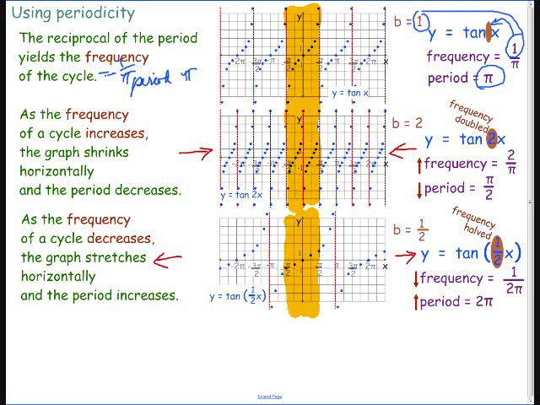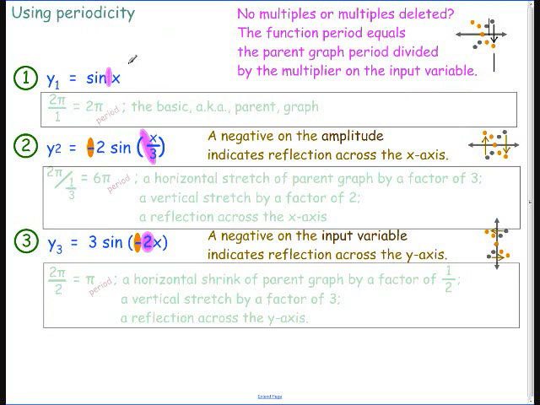Let's look at the numbers. We have the frequency. See, the B is equal to 1/2 now. So now it's 1 per every 2 pi. Our period is 2 pi. Let's do it for sine.